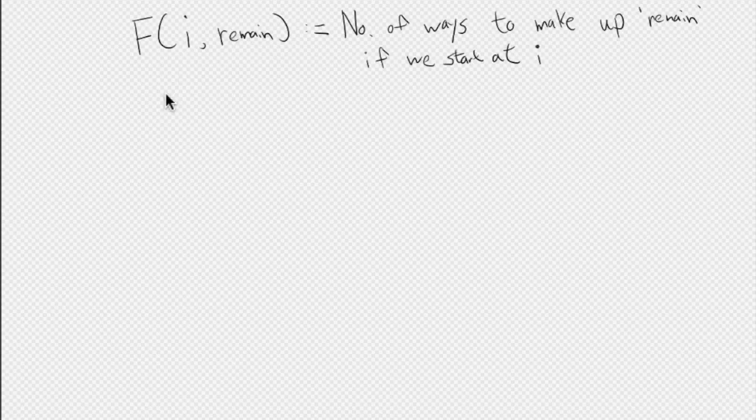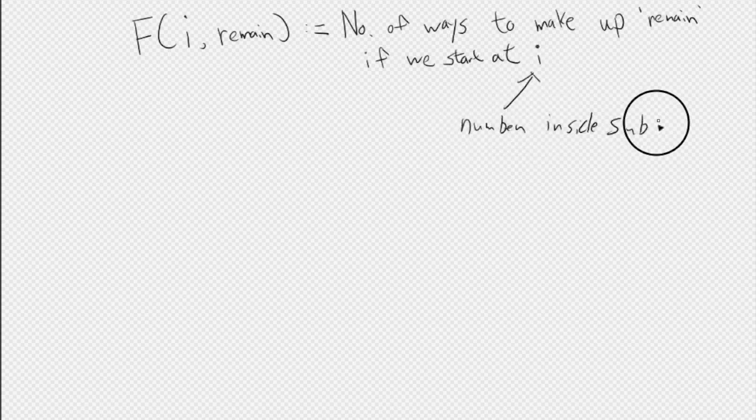Okay, so to solve this problem, let's first think about the problem recursively. What I mean by recursively is that let's just define this f(i, remain). This recursive function just means that we want to return the number of ways to make up remain if we start at i. By i I mean just the number inside a subsequence that we are interested in, or a subset.